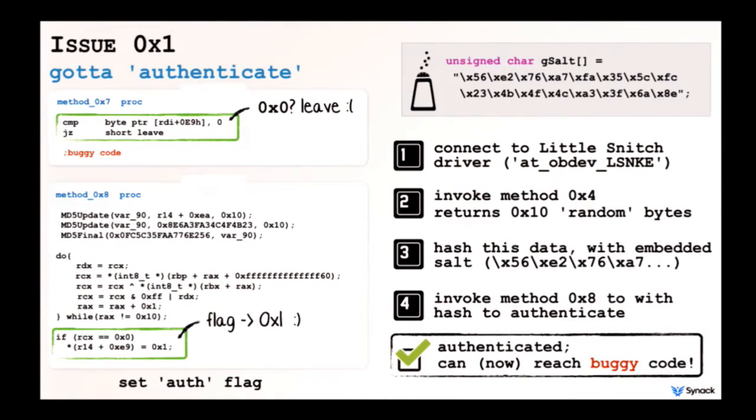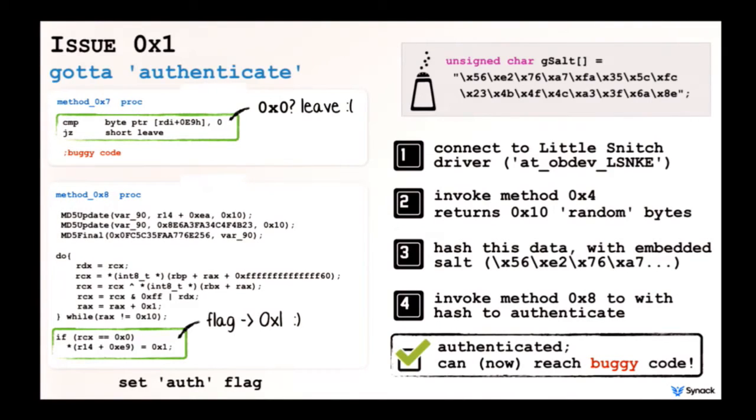So I reverse engineered the remaining methods in the LittleSnitch kernel driver, and I found out that method 8 is the code that sets this flag. Basically, what method 8 does is it expects a hash from user mode, then it computes a secondary hash itself and compares those hashes. If those hashes match, it sets that flag to 1. So this is exactly how we can pass in the correct hash so those both match so we can set this authentication flag.